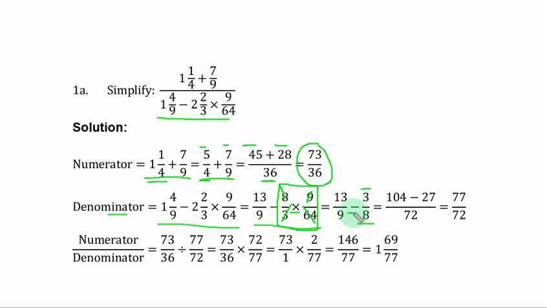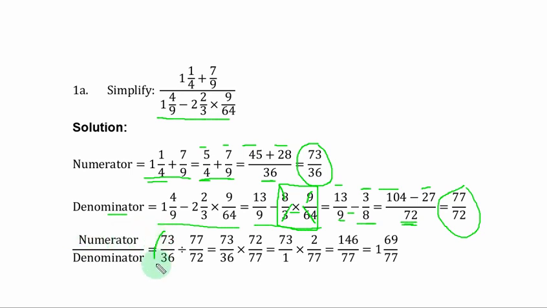You find the LCM of 9 and 8. That is 72. You divide 72 by 9. You have 8. 8 times 13, you have 104. You divide 72 by 8, you have 9. 9 times 3, you have 27. When you subtract, you have 77/72.